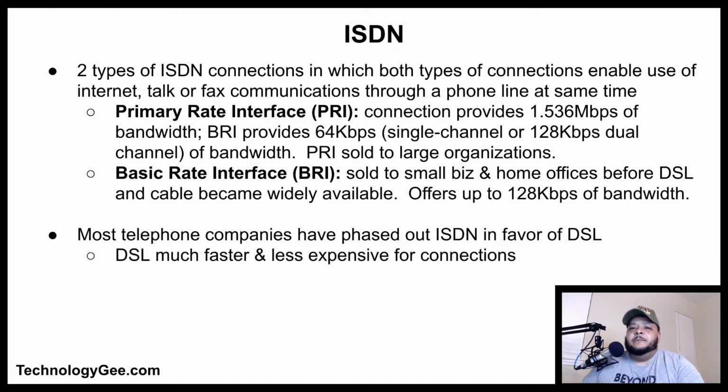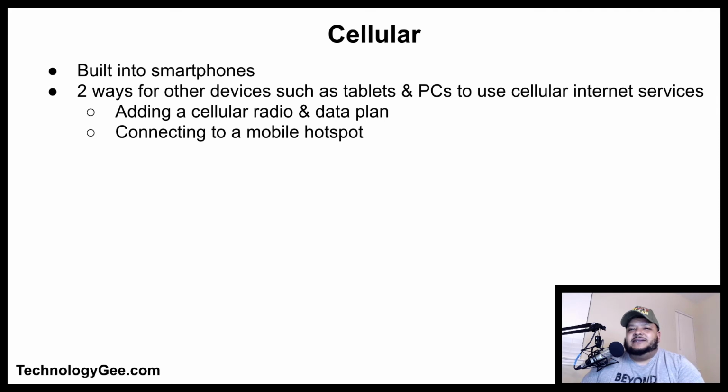And then you have BRI, or the basic rate interface, and this is sold to small businesses and home offices before DSL and cable became widely available. BRI offers up to 128 kilobits per second of bandwidth. Most telephone companies have largely phased out ISDN in favor of DSL, which is much faster and less expensive for internet connections. Cellular internet service is built into smartphones.